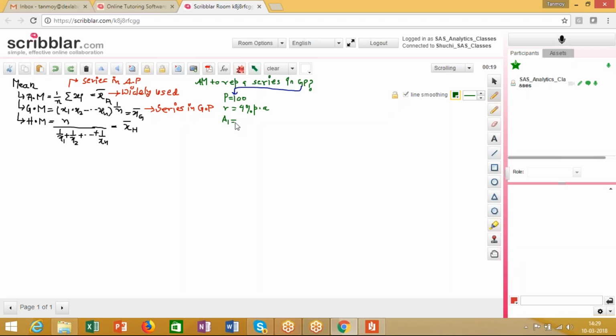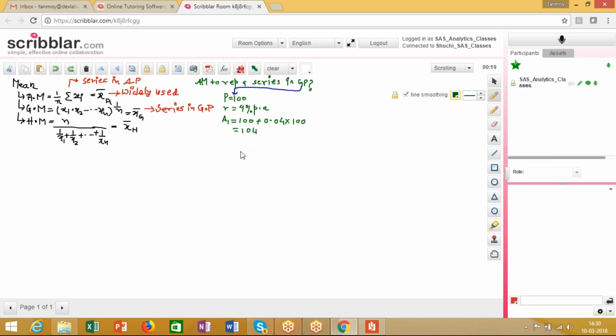So what will be the principal? The amount is 100 plus 4% of rupees 100, so that is 0.04 into 100. That is nothing but 104. So at the end of 1 year, what I get is 104.